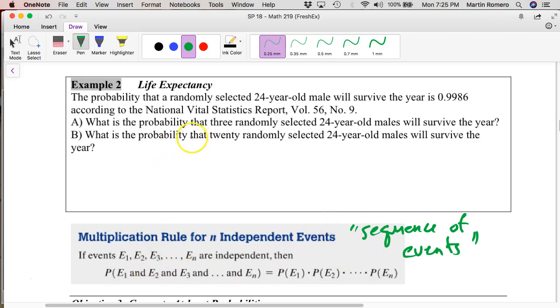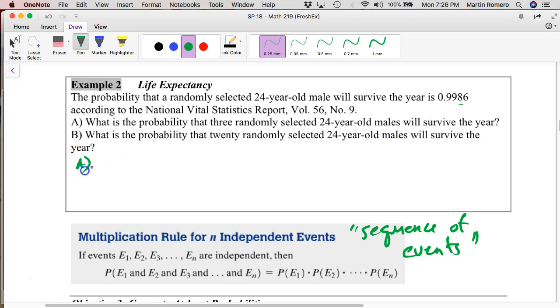The probability that a randomly selected 24-year-old male will survive the year is 0.9986. So this is related to life insurance, and insurance companies have probabilities of whether someone is going to survive a year at what age. So it's almost 99.86% that a 24-year-old male will survive the year. What is the probability that 3 randomly selected 24-year-olds will survive the year?